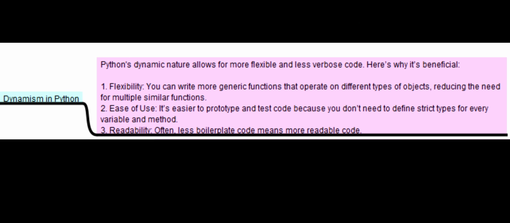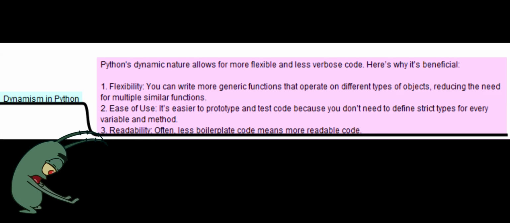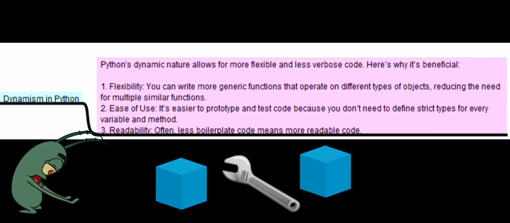Dynamism in Python. Python's dynamic nature allows for more flexible and less verbose code. Here's why it's beneficial. 1. Flexibility. You can write more generic functions that operate on different types of objects, reducing the need for multiple similar functions. 2. Ease of use.